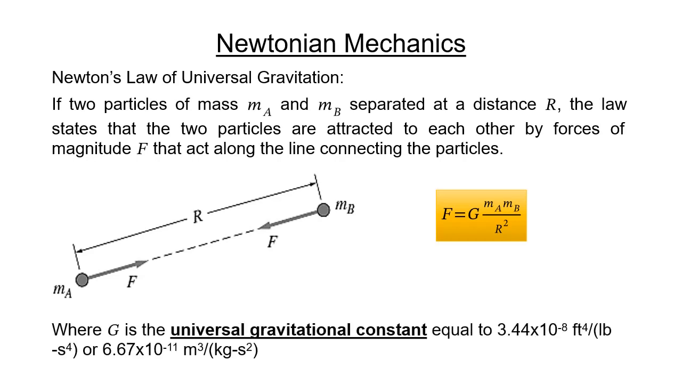where G is the universal gravitational constant, equal to 3.44 times 10 raised to -8 feet to the 4 over pound second to the 4, or 6.67 times 10 raised to -11 meter to the cube over kilogram second squared. Let us have an example problem for the universal law of gravitation.